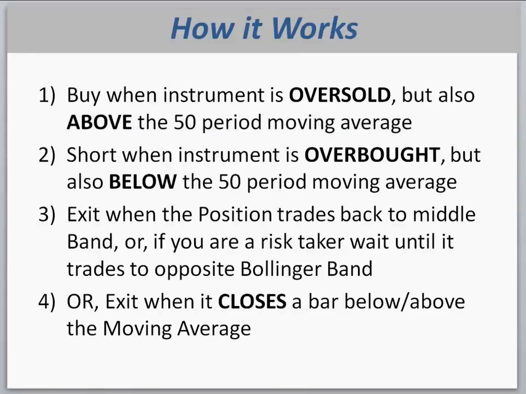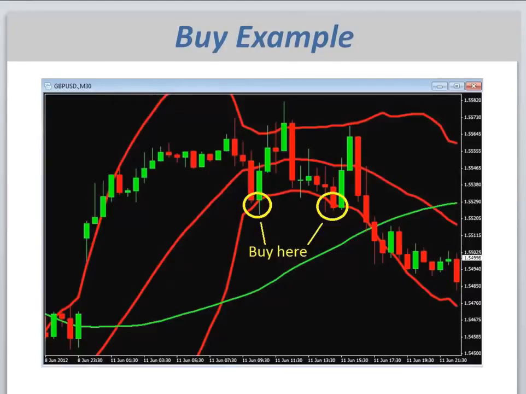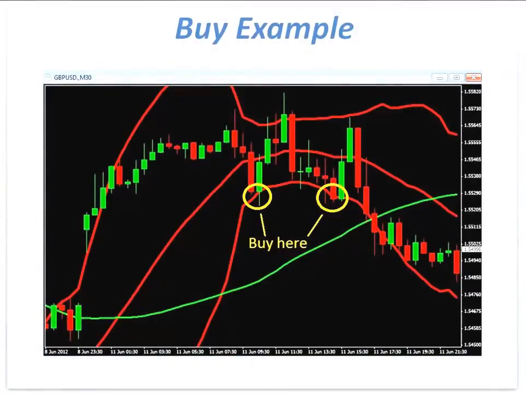Similarly, we're going to be shorting when an instrument is overbought, but it's also below the 50-period moving average. So we're going to be buying when something's oversold, and we're going to be shorting when things are overbought, but as long as the momentum's there. Now we have our exit strategies. Well, we'll get to that in a second. So here's a buy example. Let's look at this chart over here.